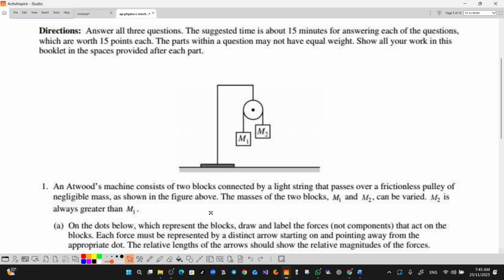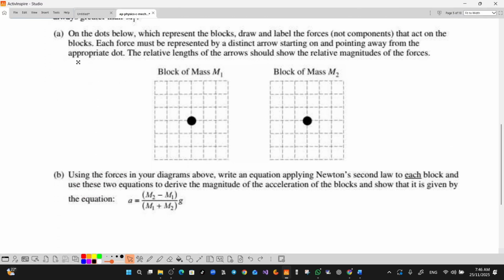Now on the dots below, which represent the blocks, draw and label the forces, not components, that act on the blocks. Each force must be represented by a distinct arrow, starting on and pointing away from the appropriate dot. The relative length of the arrow should show the relative magnitude of the forces. So here they are giving me instructions to construct the free body diagram. We need to represent all the forces, label them, and take care about the relative length. And this happens whenever we have in the background of the free body diagram a skeleton or gridded shape.